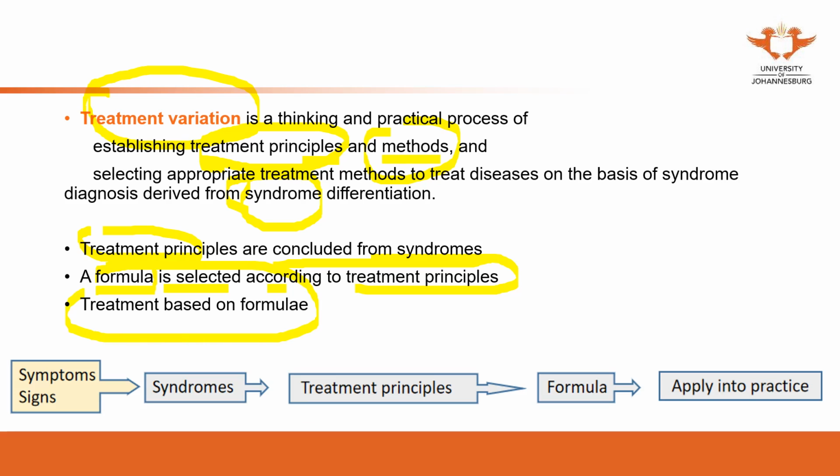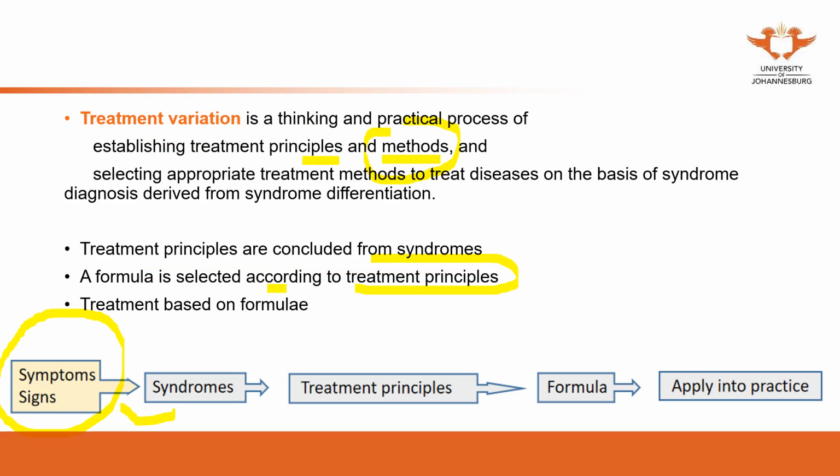So when we see a patient, the symptoms and signs, that's something you can gather, and then from these symptoms and signs, you can conclude to a syndrome. From the syndrome, you can conclude to the treatment principles, and then you can choose the formula and apply into practice. So this is a full process when seeing a patient.